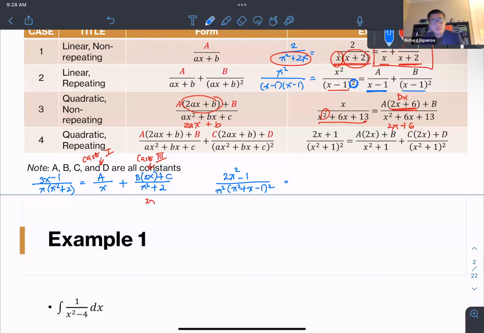So we have two factors here, right? We have x squared and x squared plus x minus 1 squared. So those are the two factors. However, what case is x squared? What do you think is the case for x squared? Is it quadratic, case 3? Or is it linear, repeating, case 2?